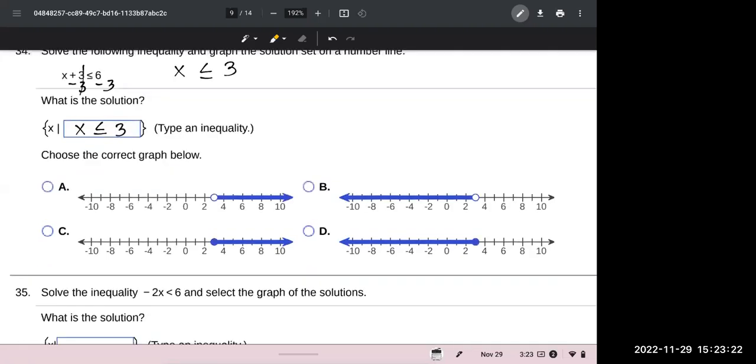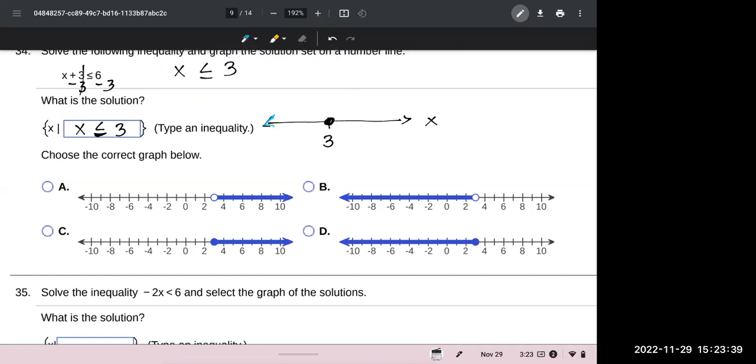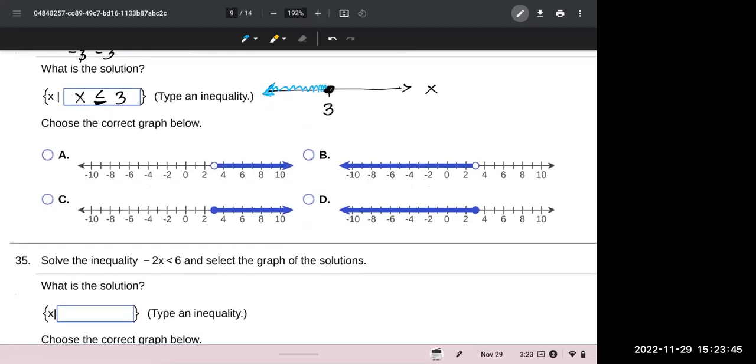And now you have to select the correct graph. So this is our x values. Your solution is that x is less than or equal to 3. Since you have an inequality with an equal sign, 3 is part of the solution, plus all the numbers which are smaller than 3, less than 3. So we're looking for the graph which looks like the one which I just drew for you. So that's going to be D.